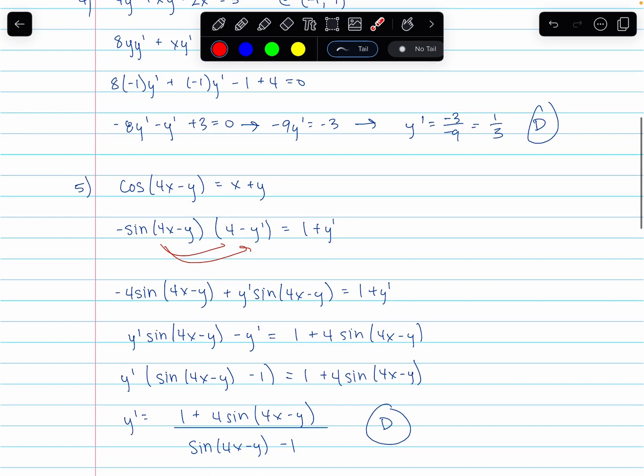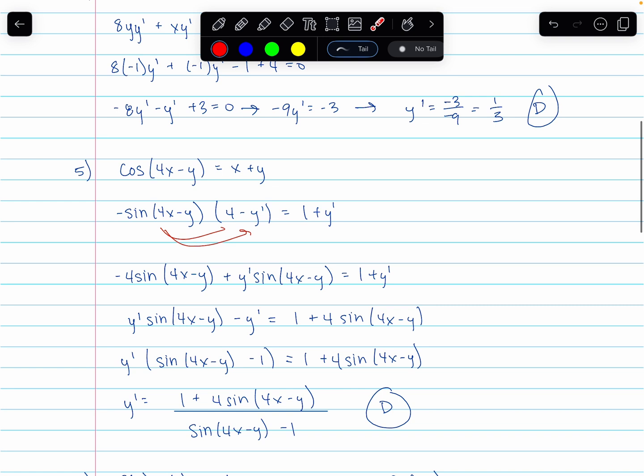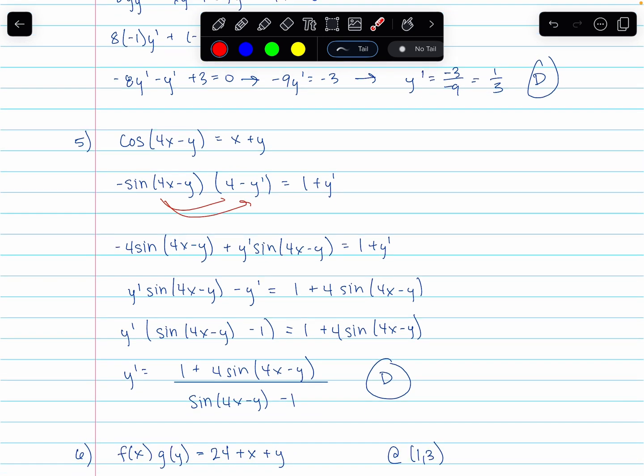Okay, for the next question, we have another implicit equation. We're just trying to find dy/dx, so we're going to find the derivative. So I'm going to take the derivative of cosine, which is negative sine. The inside is going to remain the same, but then I'm going to have to go inside and take the derivative of what's happening inside here. The derivative of 4x is going to be 4, and the derivative of y is going to be y prime. Okay, and then that's going to be equal to the derivative of x is 1, derivative of y is y prime. Now, I'm trying to group the y primes together, but that's only going to be possible if I distribute this to both these terms right here.